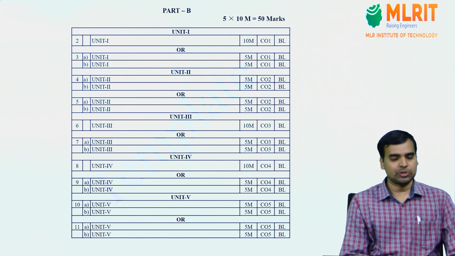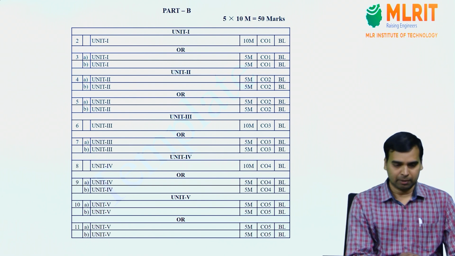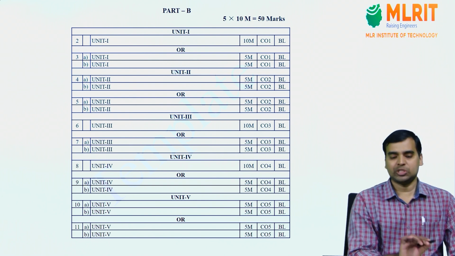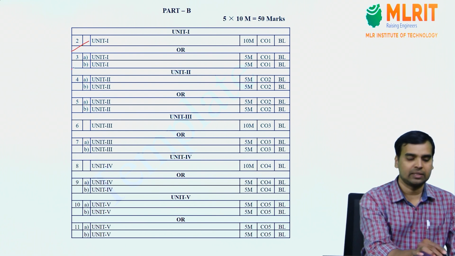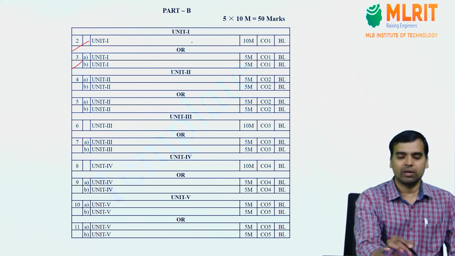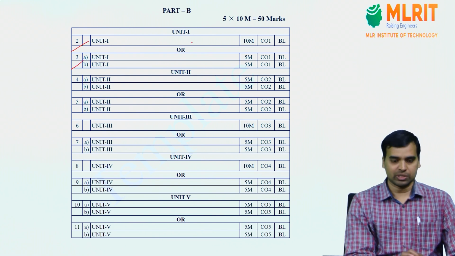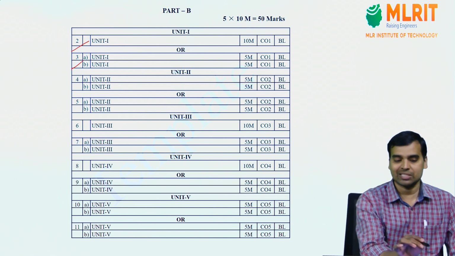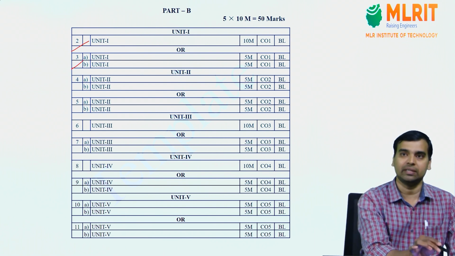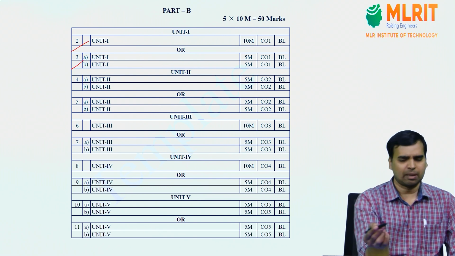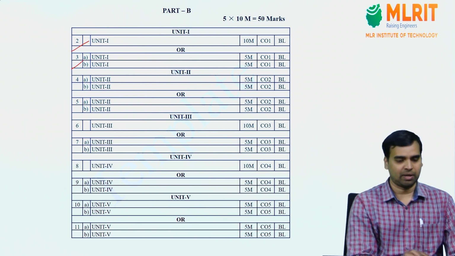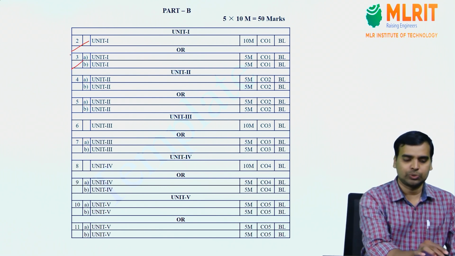Now when it comes to part B, there will be internal choice. From unit 1, there will be 2 questions, 2 and 3, and there will be internal choice. From each unit, there are internal choice questions. That is, the student has to answer either 2 or 3. In each question, there may be sub-questions, but each question carries 10 marks. So the student has to answer either 2 or 3.